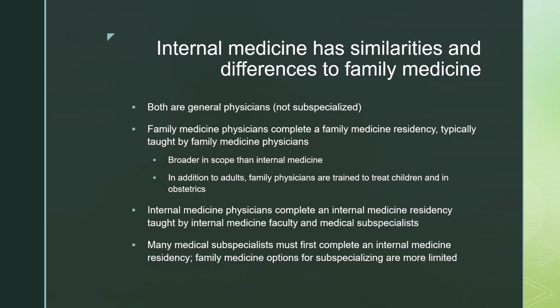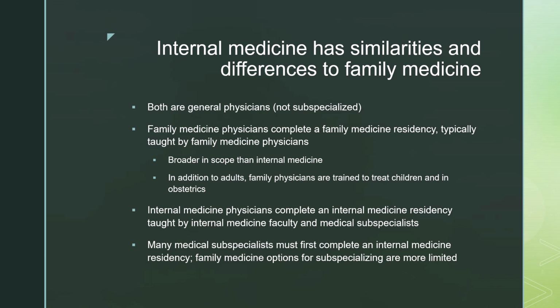So you might imagine that internal medicine, which only focuses on adults, is very, very good at treating adult patients. Whereas family medicine is good at treating adult patients, but they don't get quite as intensive a training in adult medicine. They're also focused on treating children and obstetrics or delivering babies and prenatal care.